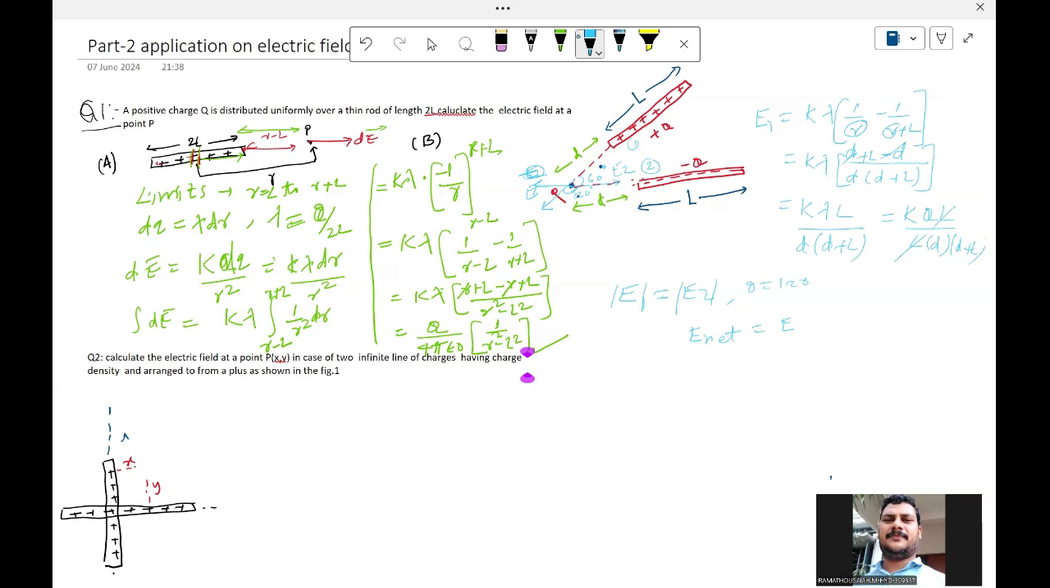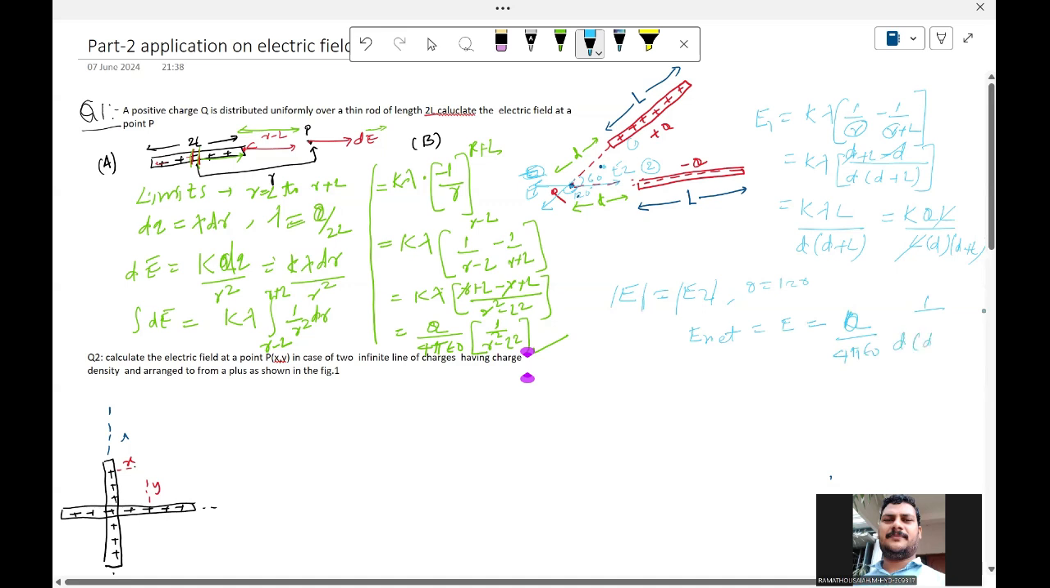E net equals root over E1 square plus E2 square minus 2 E1 E2 cos 120, where cos 120 means minus 1 by 2. We substitute it, so the 2 gets cancelled, and you get E1 square plus E1 square minus E1 square, which is E1 square. That means the net electric field is E only, according to vector addition. So E is equal to K Q, where K is 1 by 4 pi epsilon naught, that is Q by 4 pi epsilon naught into 1 by D into D plus L. This is the answer.